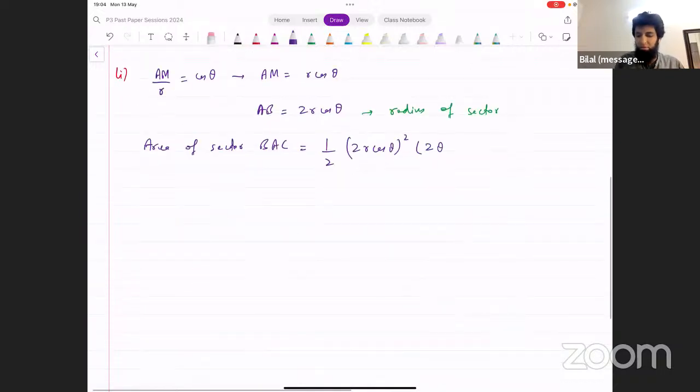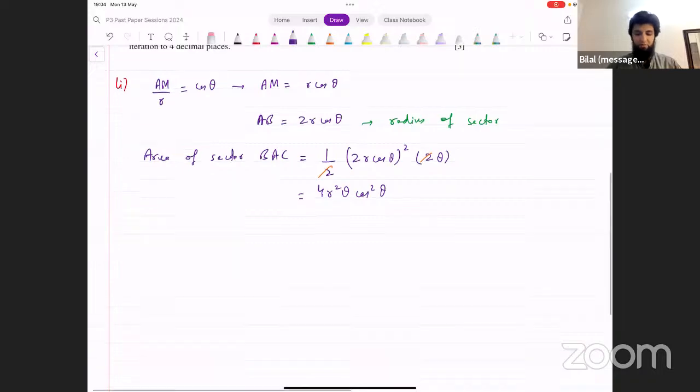So multiplied by 2 theta. Now let's simplify this. 2 and 2 get cancelled. And we have 2 squared, which is 4. And then R squared from here. And we have theta from here as well. 4R squared theta into cos squared theta. That's the area of the sector BAC. Now leave it here. That's the area of the sector that we found.